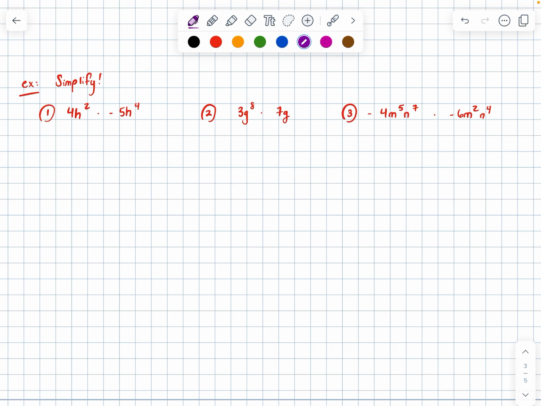Let's do some multiplication. 4h squared times negative 5h to the 4th. We'll do this one together, and then I'll set you loose on 2 and 3. I would encourage you to take 30 seconds, see if you can try number 1 before we move on. But I'm going to keep going. Number 1, 4h squared times negative 5h to the 4th.